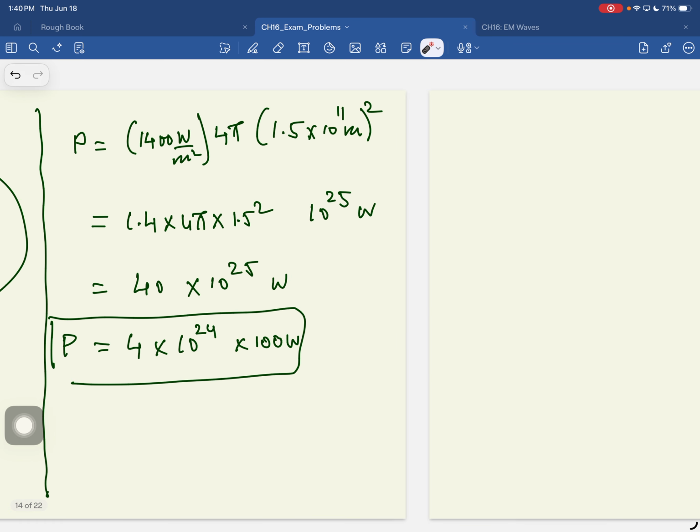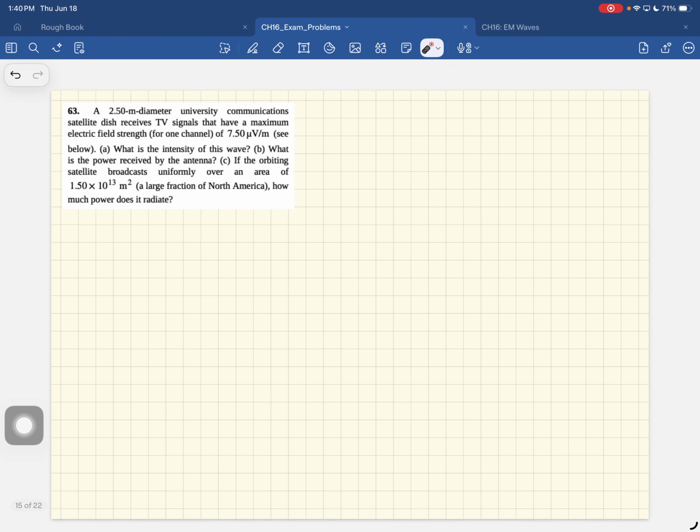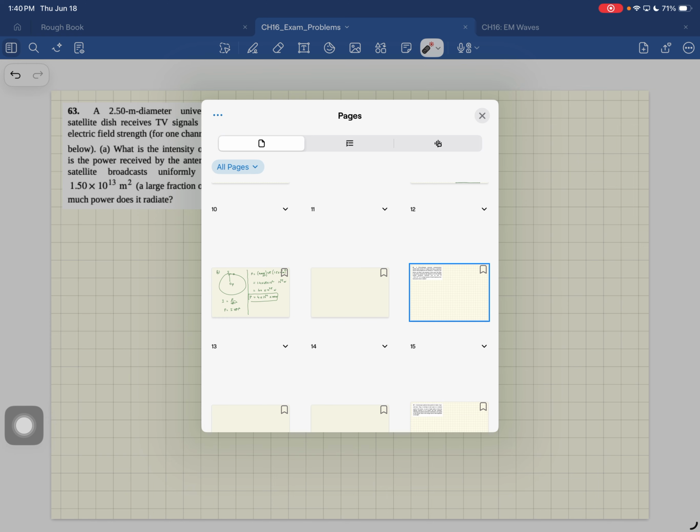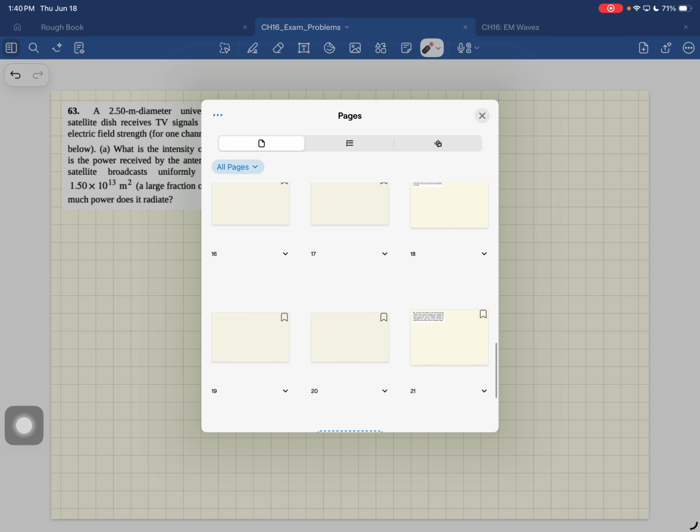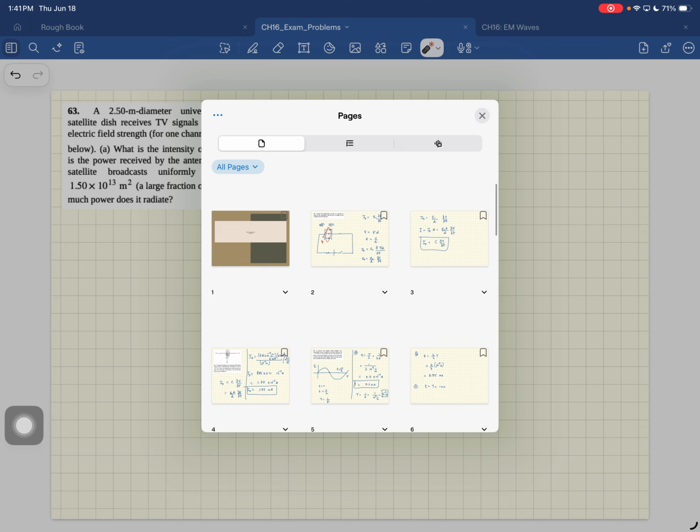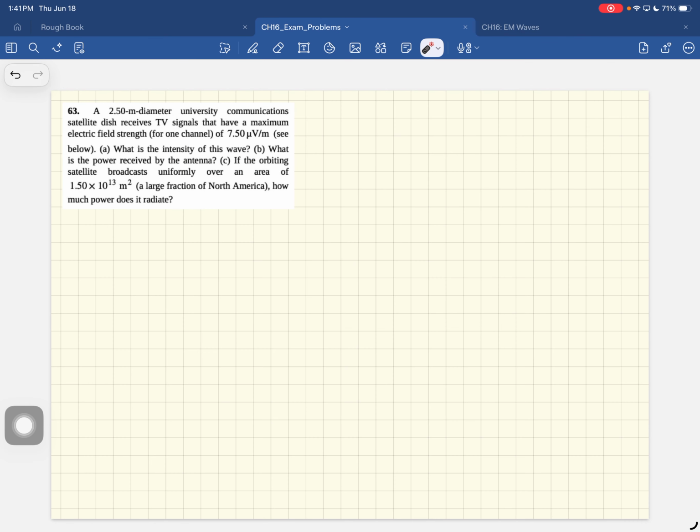So that is about 1 watt. Only 1 watt. That's all it has to radiate.